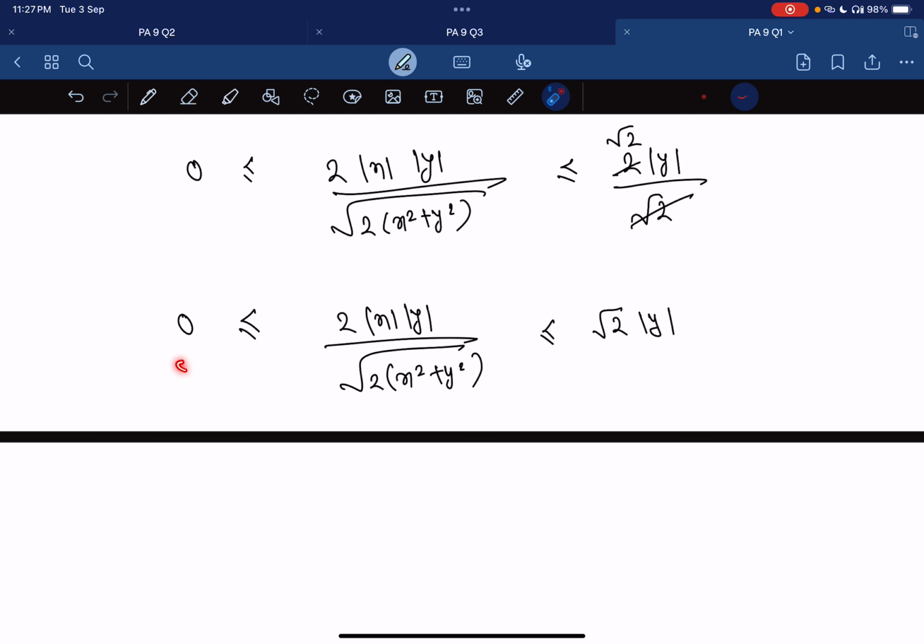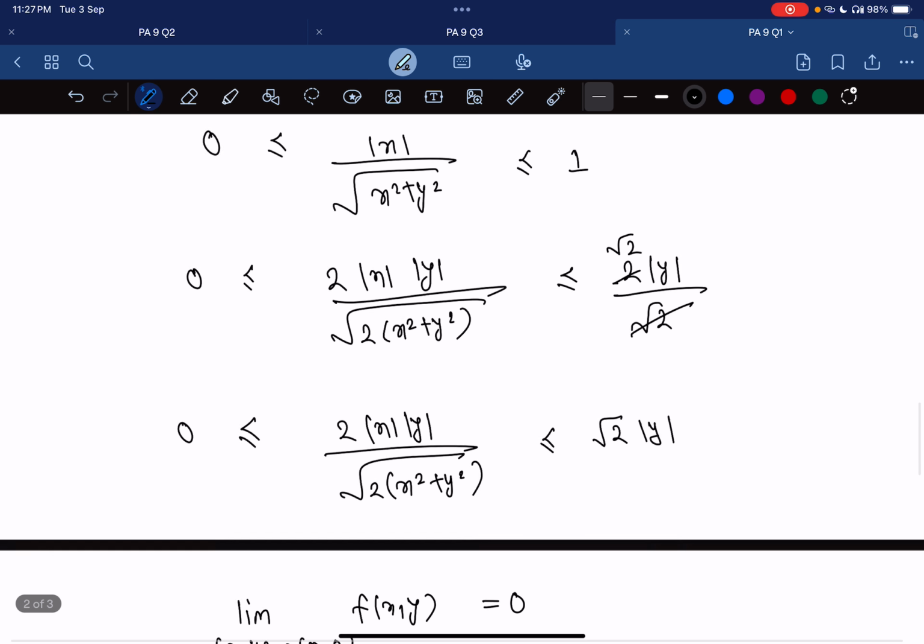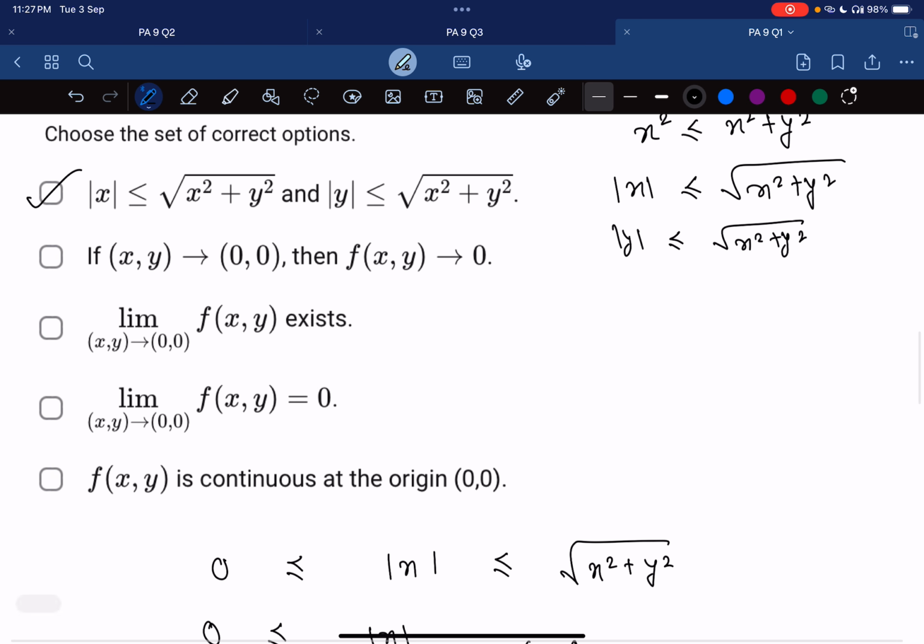Now we know that when (x, y) approaches 0, the left hand side and the right hand side both will tend to 0. So by the sandwich principle, this function value will also tend to 0 when (x, y) approaches 0. So the limit when (x, y) approaches (0, 0) of the given function would be 0. So the second option would be correct. Third option is also correct. And fourth option is also correct.